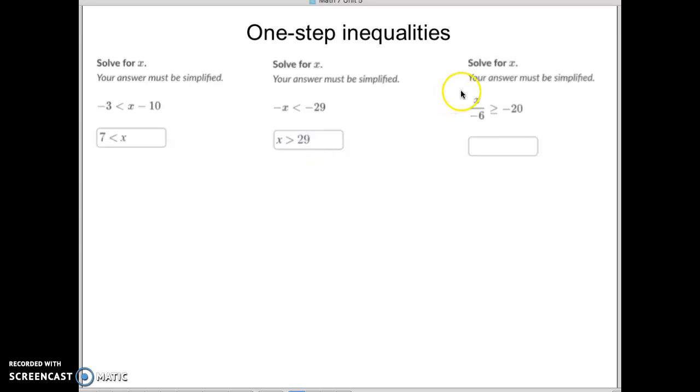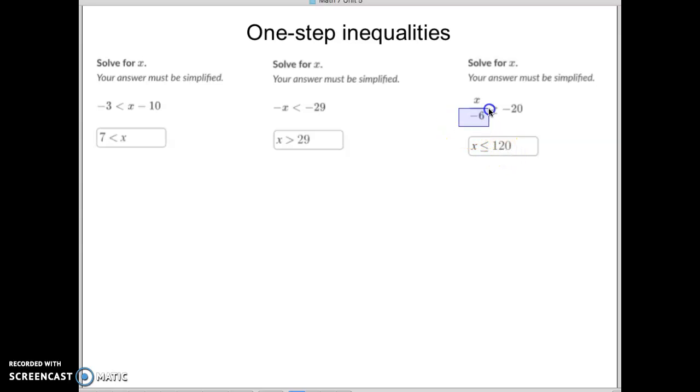So with that being said, notice that x is being divided by negative 6. What is the opposite of divide by negative 6? Multiply by negative 6. So the 6's will cancel on this side. Negative 6 times negative 20, two negatives make a positive, and that would be 120. And because we're multiplying by a negative, or the opposite sign, what will happen to this sign? Hopefully you thought, that'll become a less than sign. So x is now less than or equal to 120.